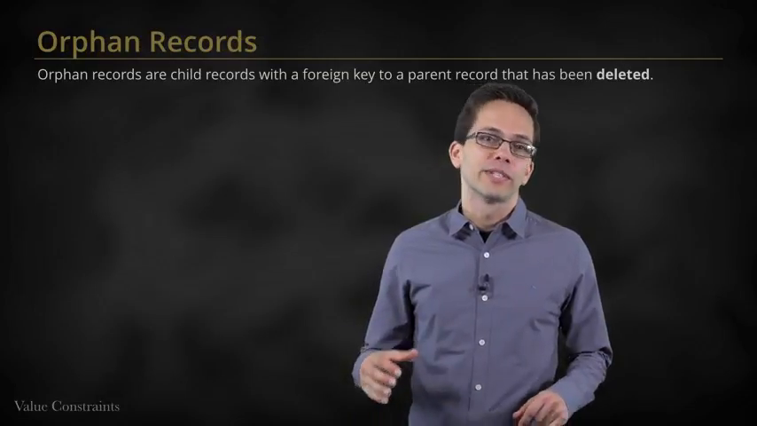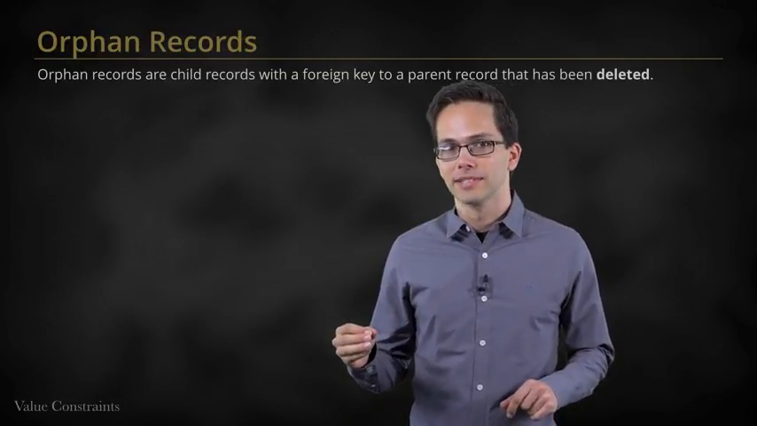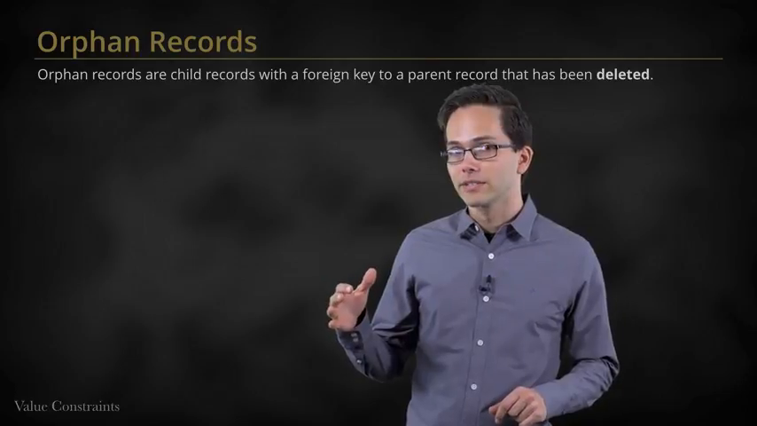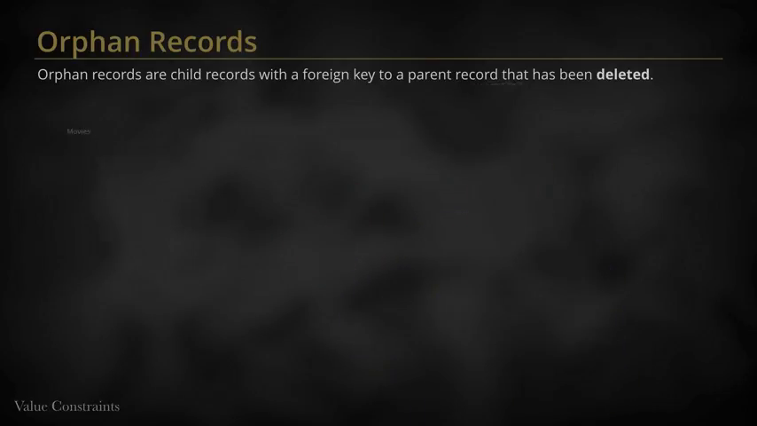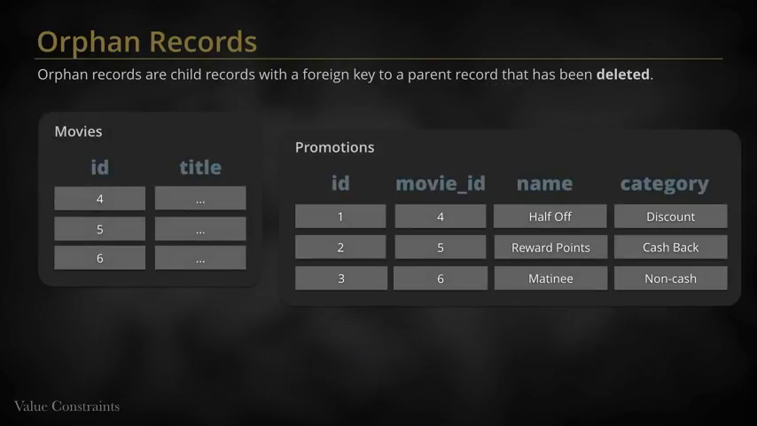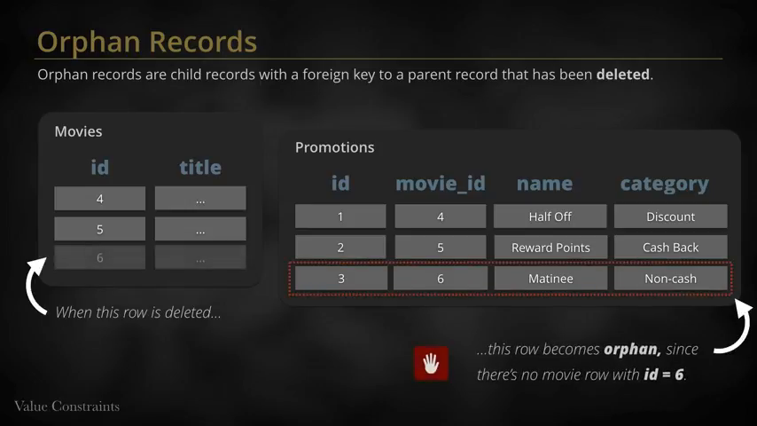Another problem that you often run into with relational database tables is you have orphan records. Let me show you what that means. Here we have our movies table and promotions table, and a movie with an ID of 6 and a promotion associated with that movie. What happens when that movie of ID of 6 gets deleted? Well, that promotion still sticks around, yet it has no movie it's associated with. It's called an orphan record, and it's bad data.